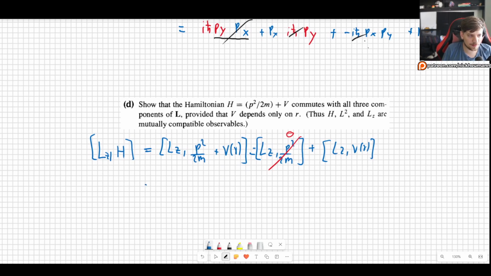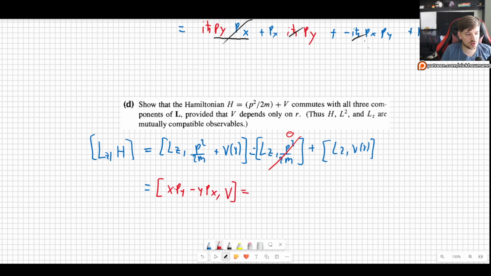Now there are some properties that you can use to kind of show that it's obvious, but I don't like doing that. I'm just going to show you the hard way what this actually ends up being. So I'm going to drop the dependence on r just so that I don't have to write that much. So let's continue. Now I'm going to write Lz as x iℏ py minus y iℏ px and V simply as V, right? The potential simply as V.